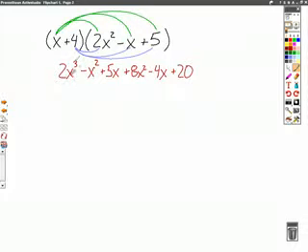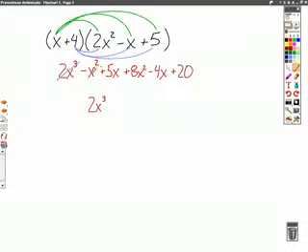Here's the first one. 2x cubed. Are there any more x cubes? Well, as you look at this, there's not. So 2x cubed becomes a part of my answer. And I cross that out because I'm done using it. I don't want to confuse myself by seeing things that I don't need anymore.